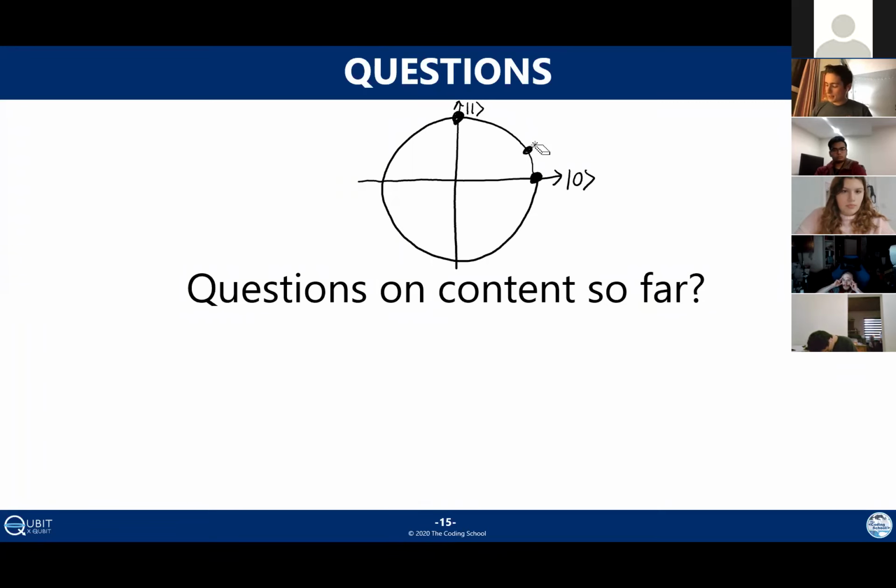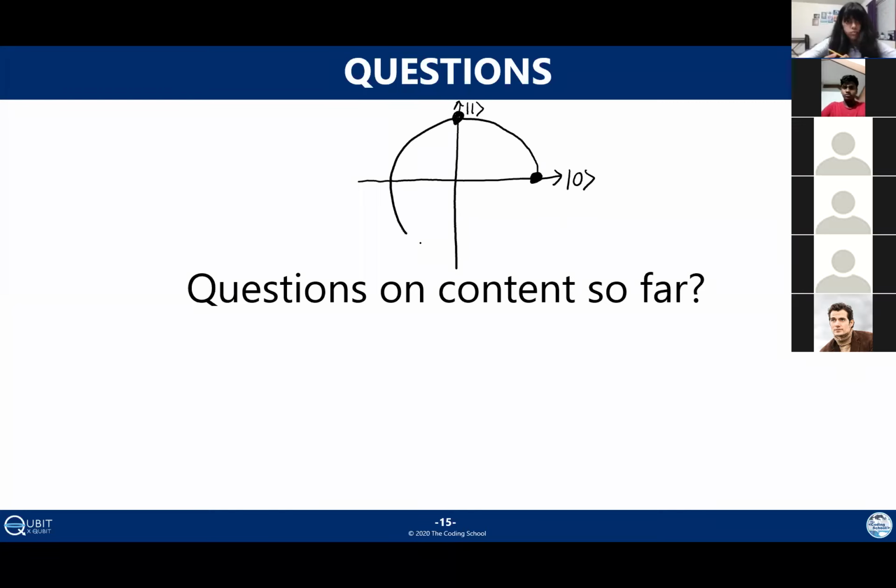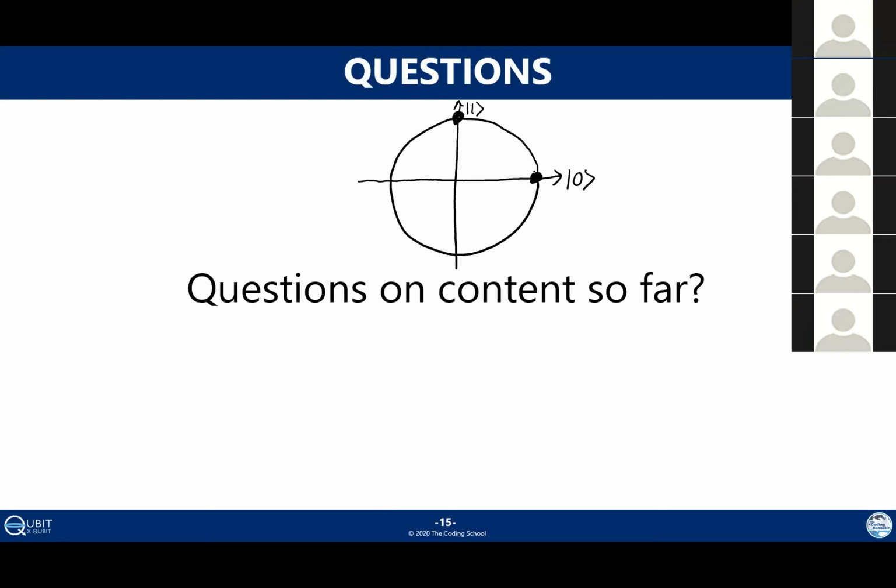So because all quantum superpositions have this very close relationship to a unit circle, the math involved with quantum computing tends to heavily rely on trig functions.